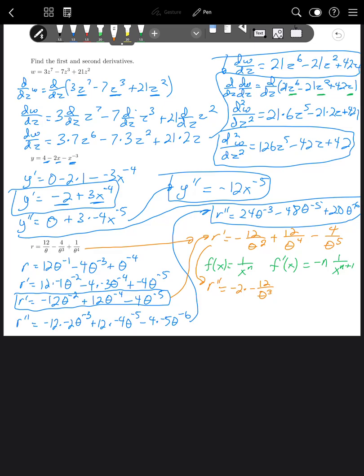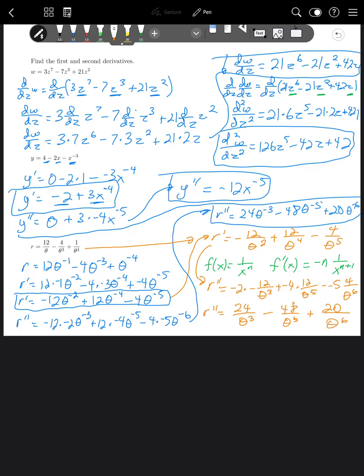Second one, we multiply by the opposite of this, so that's a positive 4, so we multiply by negative 4 times 12 over theta to the fifth. And same thing goes here. We multiply by the opposite, so negative 5 times 4 over theta to the sixth. And if I multiply those out, I get 24 over theta to the third minus 48 over theta to the fifth plus 20 over theta to the sixth.